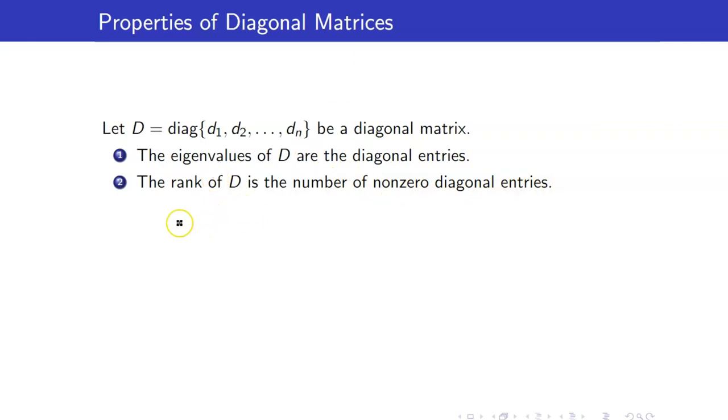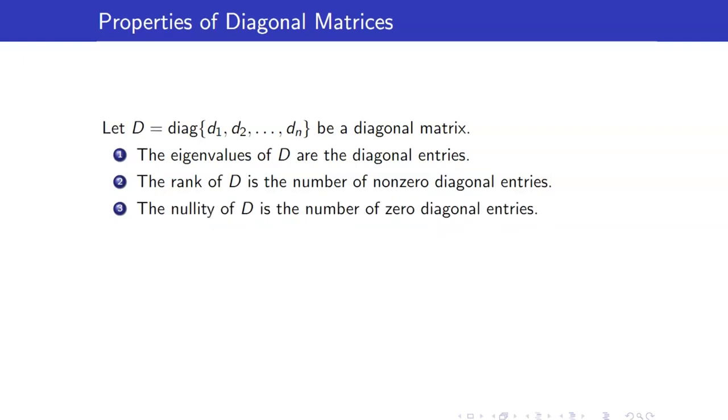Let us recall that the rank of a matrix is equal to the number of its linearly independent columns. But since we have a diagonal matrix, it is now easy to see the linearly independent columns. Those are just the columns with non-zero diagonal entries. What would be the nullity of D? The nullity of D is simply the number of zero diagonal entries. Again, this is just a consequence of your rank nullity theorem.